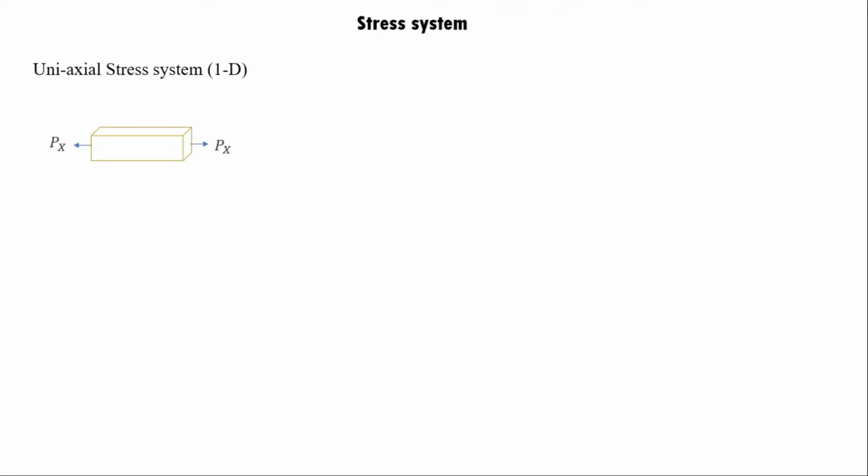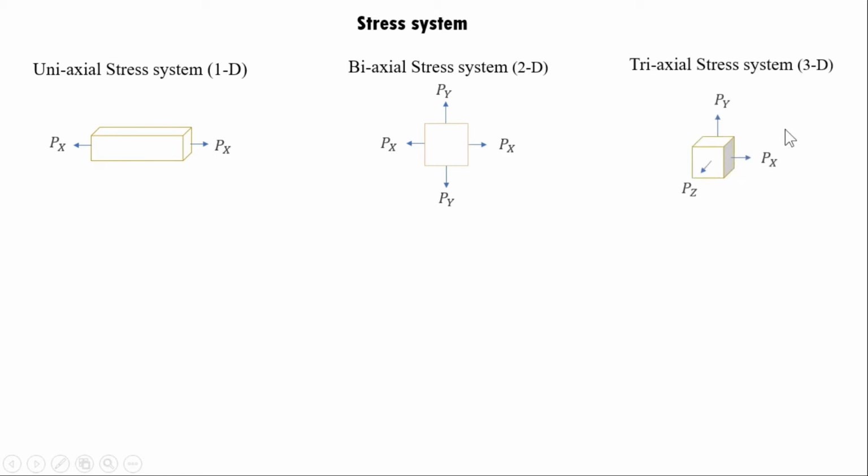Stress system: we have uniaxial stress system, known as one-dimensional stress system, where forces are applied in one direction. Secondly, we can say it is a biaxial stress system. So here you can see the forces are acting in x as well as y direction. Along with this, triaxial stress system, that is three-dimensional stress system, forces are acting in x, y as well as z direction. So here we are going to see the analysis of stresses which are acting on members. You can say uniaxial, biaxial and triaxial.